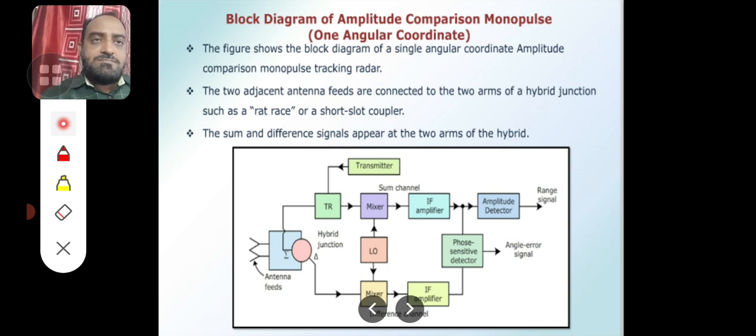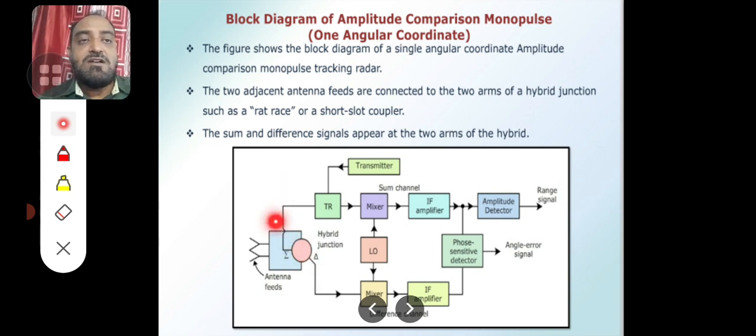In this block diagram, you can see one angular coordinate monopulse amplitude comparison radar. In this, the duplexer which is used is a rat race junction. The beauty of this rat race junction is that it will have two receiving antennas which will receive the echo signal. These two echo signals are given out in two separate output slots.